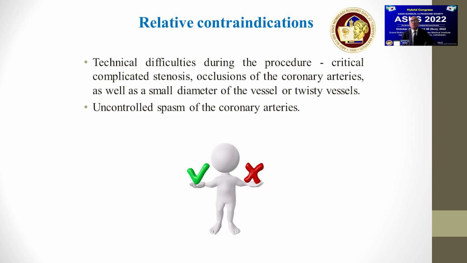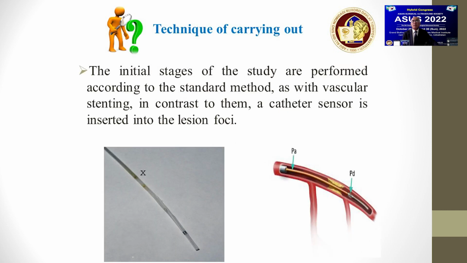Relative contraindications: technical difficulties during the procedure, critical complicated stenosis, occlusions of the coronary arteries, as well as a small diameter of the vessel or twisty vessels, uncontrolled spasm of the coronary arteries. Technique of carrying out: the initial stages of the study are performed according to the standard method, as with vascular stenting. In contrast to them, a catheter sensor is inserted into the lesion foci.